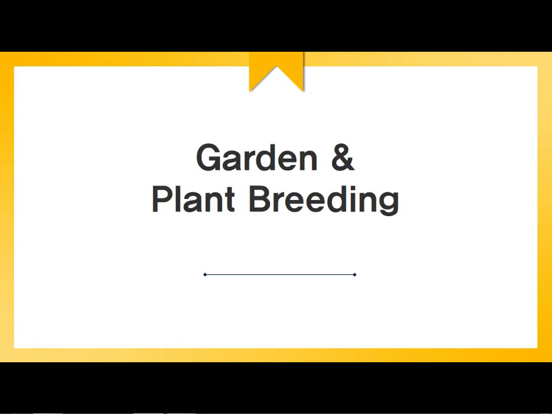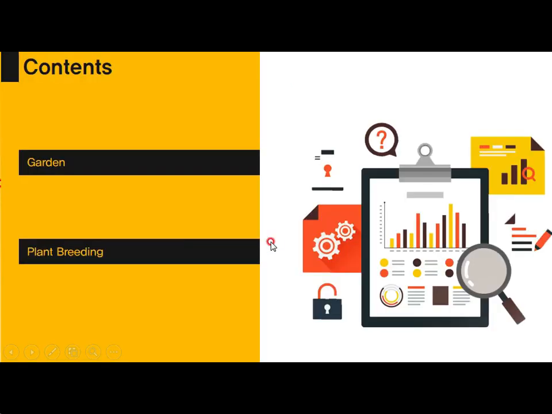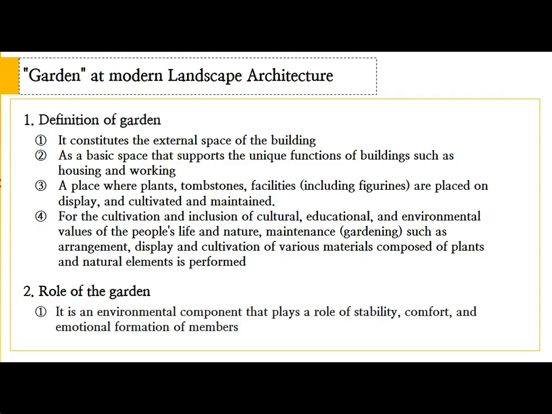I would like to announce about the garden and plant breeding lectures that we had last week. I will briefly talk about the garden first, then I will explain plant breeding. I will announce about the garden first. I will talk about the definition and role of garden in modern landscape architecture.